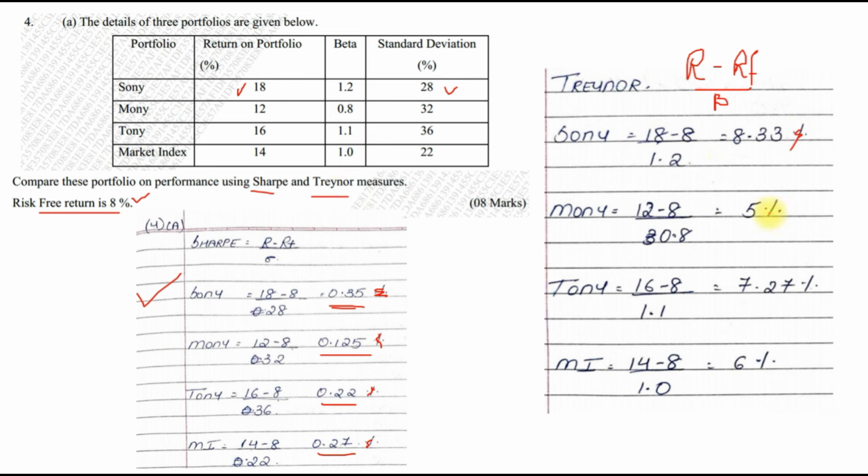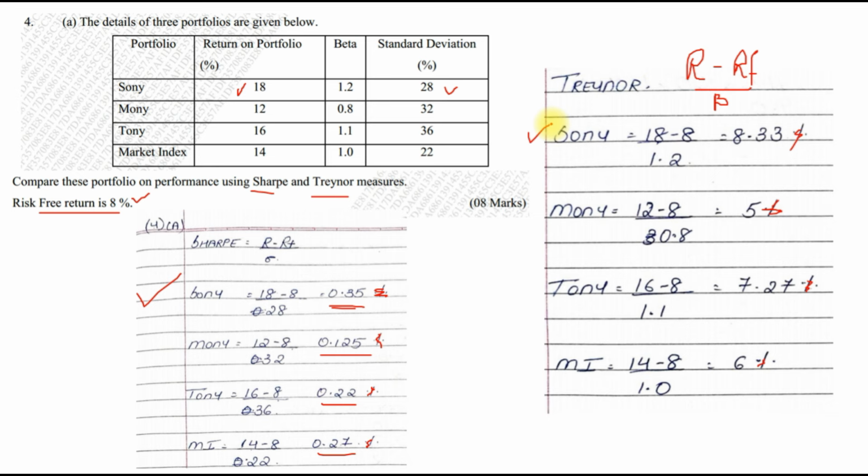again percentage is not required because this is all in index form. So as per Treynor's measure, the highest value which you are getting is again for the Sony portfolio. So Sony is the better choice among both for Sharpe's measure and Treynor. Okay, the portfolio Sony is way more profitable than others.